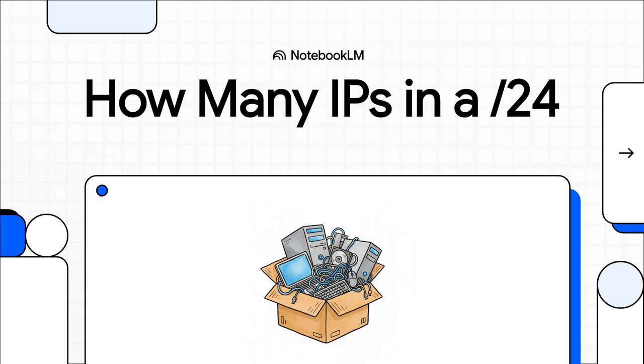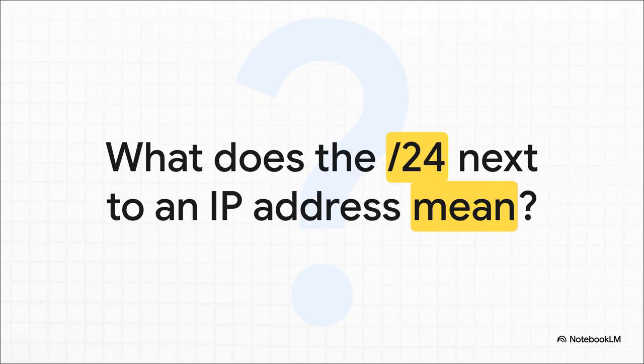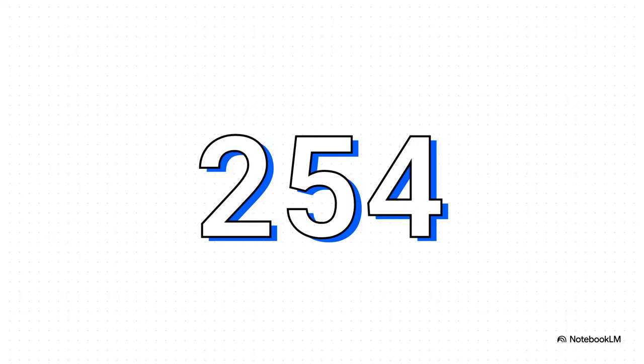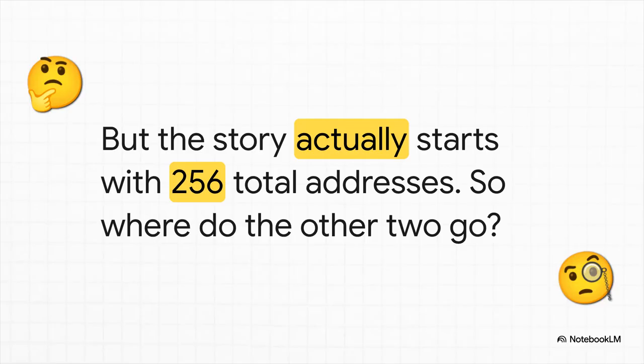You've definitely seen /24 after an IP address, but what does it really tell you? That tiny bit of notation tells you basically everything about the network size. The quick answer? 254 usable addresses. But that's not quite the whole picture. See, the total number is actually 256. So, where'd the other two go?